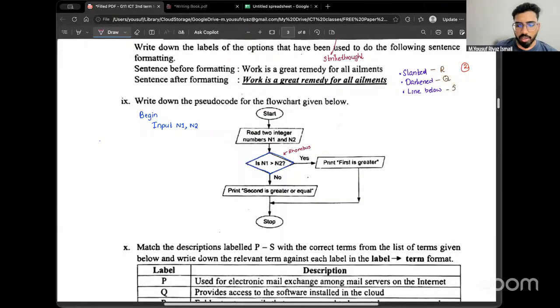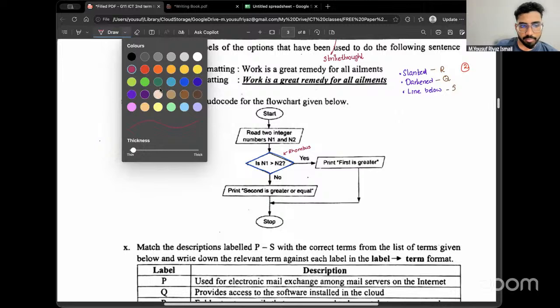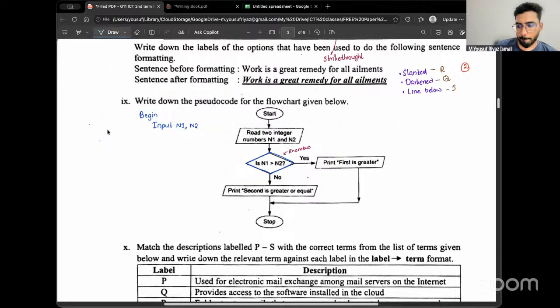I actually thought how to find it. Is read two integer numbers n1 greater than n2? You can't do it like that. You can't combine both together. Is this a selection structure or repetition structure? Correct. It's a selection structure.